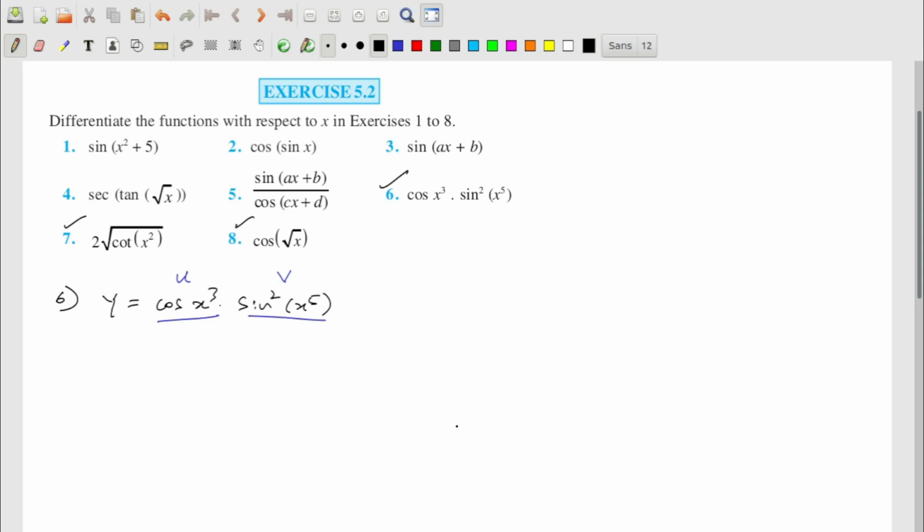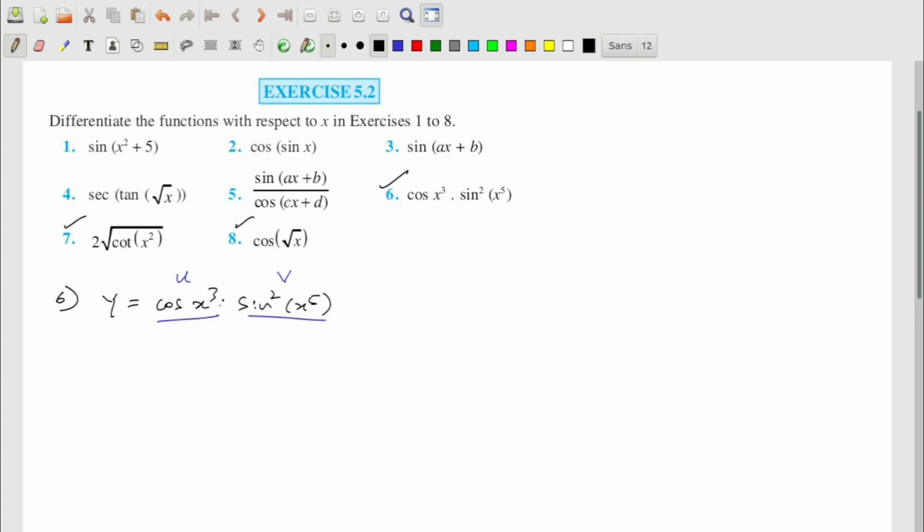In this video, I will solve the remaining questions from the second exercise of continuity and differentiability. In the previous video, we solved the first 5 questions. So here, we'll take the remaining 3. Let's make this question number 6.